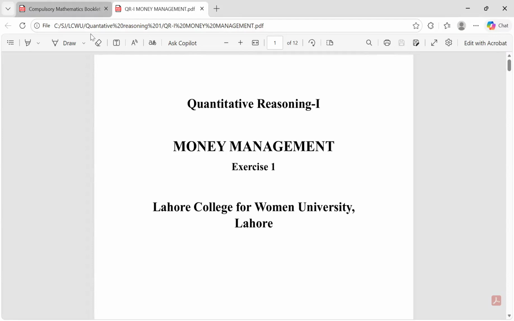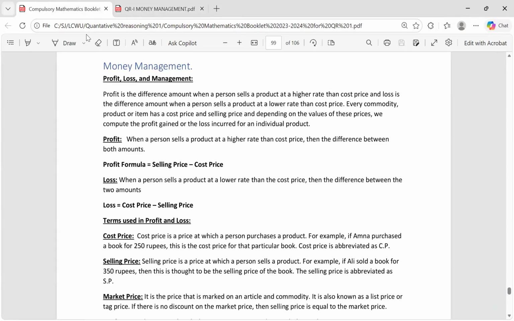Our today's topic is money management. Money management is about how to deal with money while doing any business or any kind of trade.